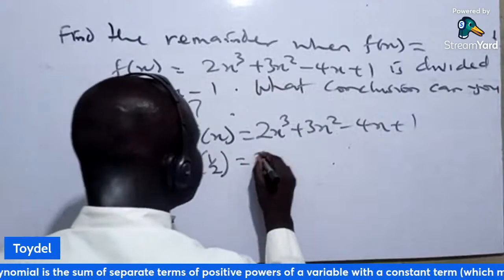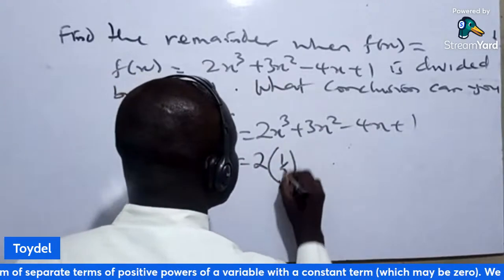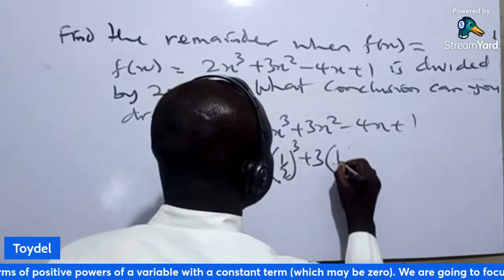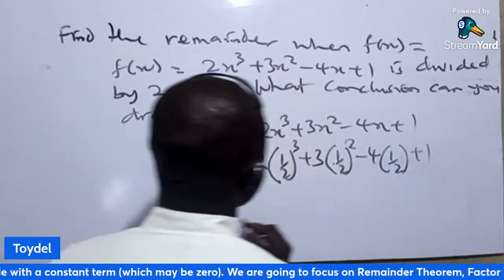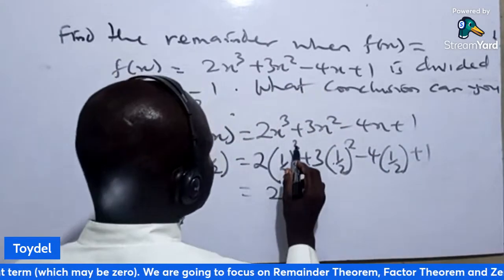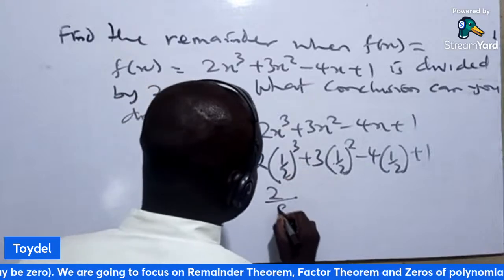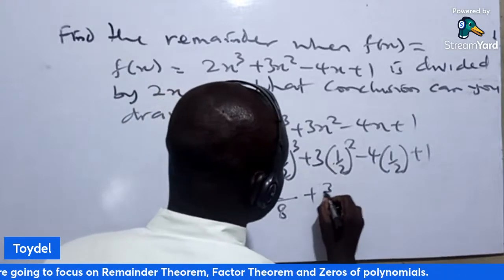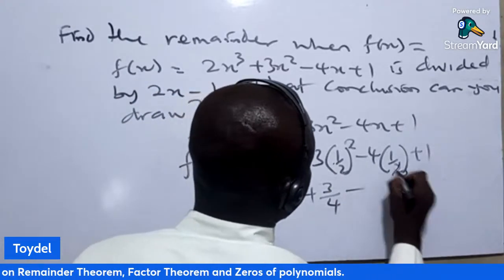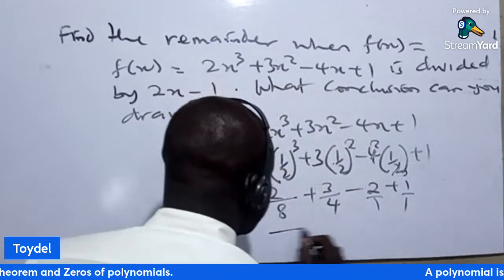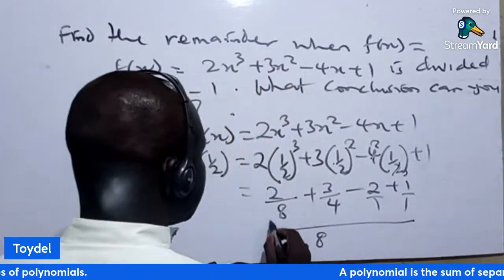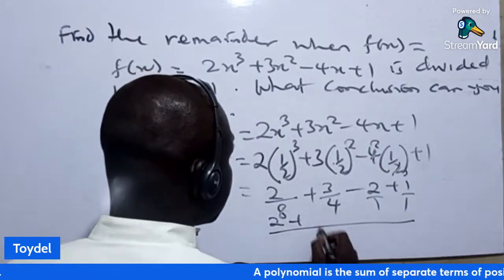So in this case, I'm going to have 2 into bracket 1 over 2 cubed plus 3 into bracket 1 over 2 squared minus 4 into bracket half plus 1. Then this is going to give me 2 times 2 times 2, 2 in 3 places, that is 8, plus 3 over 4, minus 2, plus 1. So if you find the LCM, it is 8. This will give me 2 plus 6.